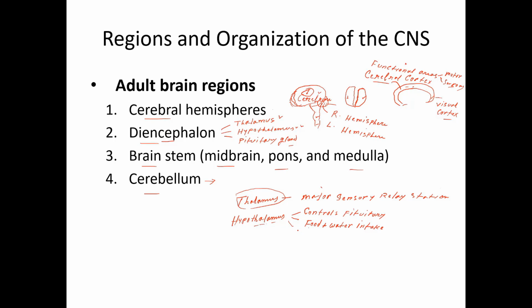There is a clinical condition, hypothalamic disorder. In that condition, the patient doesn't know when to stop eating or drinking. So they eat a lot and the body gets bigger, obese. Another function is temperature regulation, regulation of body temperature.